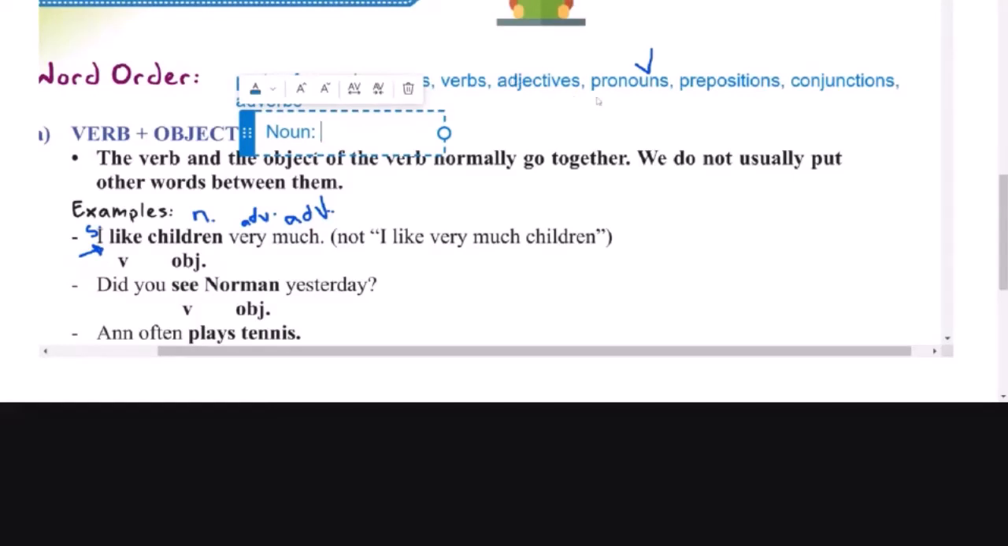The use of identifying the types of words. This will help you understand the intention and the context a lot easier, actually, a lot easier, right? So that's the first one. The verb and the object. Here they're talking about the verb and the object.